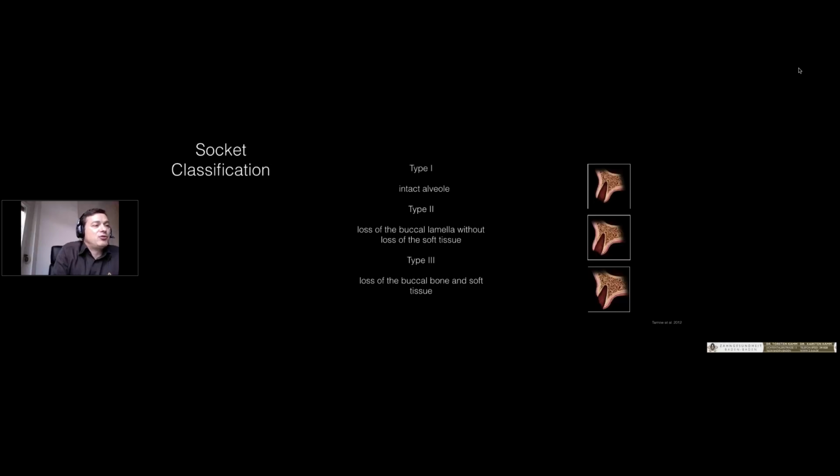And if you have type 3, in most cases it is not possible to make immediate implantation and immediate loading. In this case we use techniques, which I will show you later, like socket seal and ridge preservation techniques, where we extract the tooth, put some bone or some tissue inside, and then cover it with a CTG or with some membranes, and after 3 or 4 months, we can make an implantation.